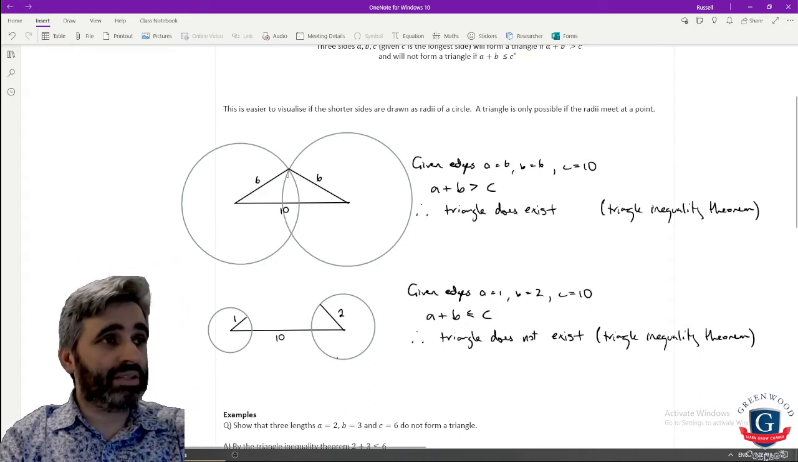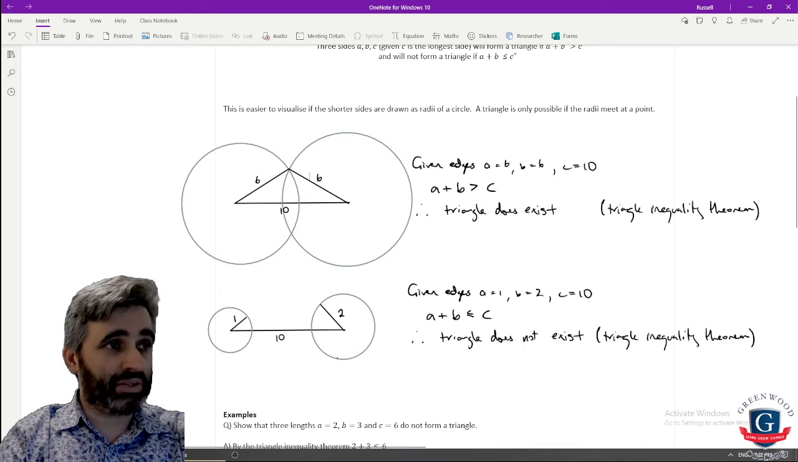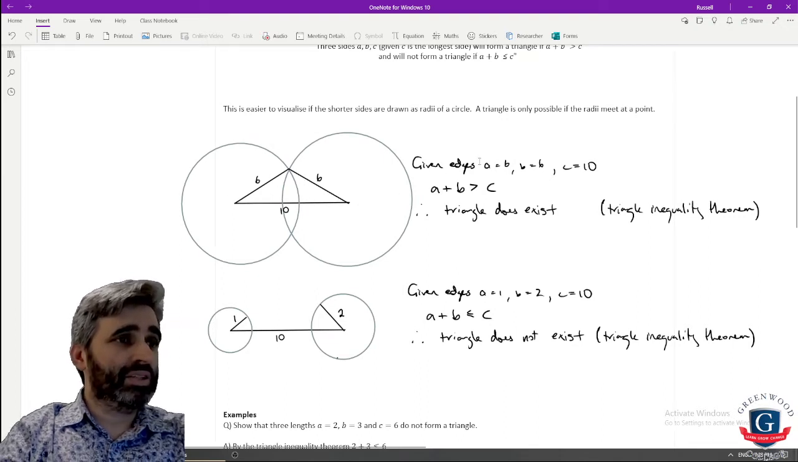Well, here we have the longest side, and here we have the two shorter sides. And we can see when they're put on the page as radii that the circles meet at 2 points. And in fact, they form the same triangle if we connect it down here. It's just reflected across this line.